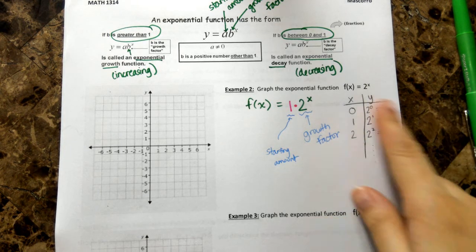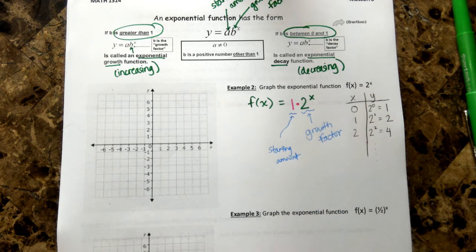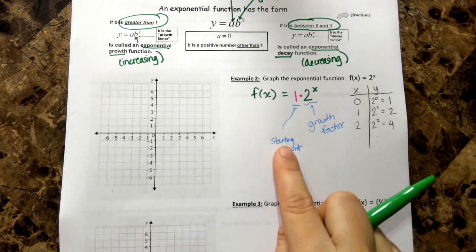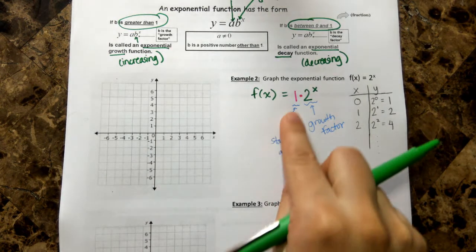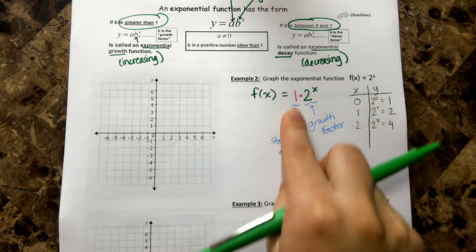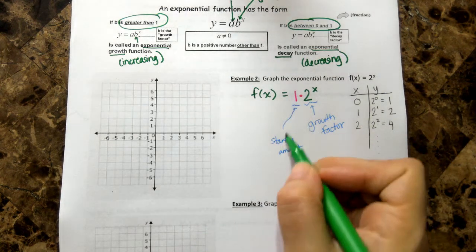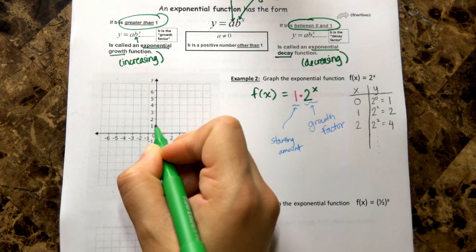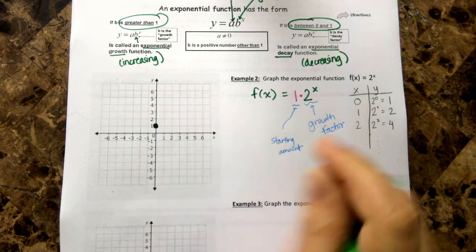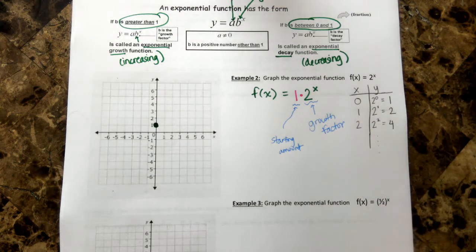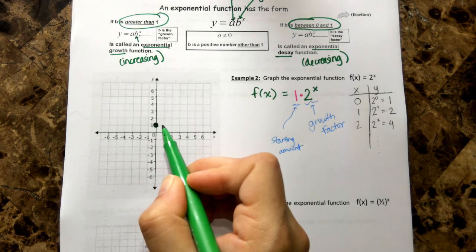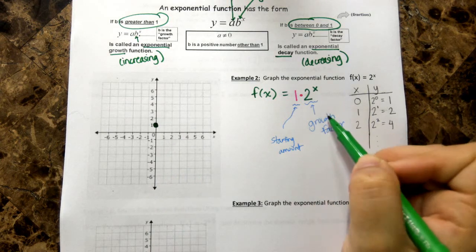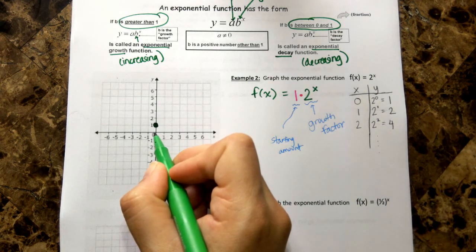Now, you can use a table, and that's a very safe way to plot some points. You can also just look at your graph and start with the starting amount, which is 1. That's what the y value will be when x is 0. So when x is 0, the starting amount will be 1. So I know that I can plot the point 0, 1, and you'll see that that's also a point on your table. And as every increase in x goes by 1, the y value increases by a factor of 2. It doubles.